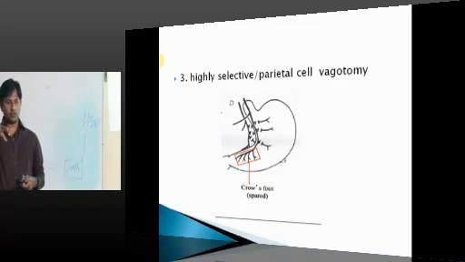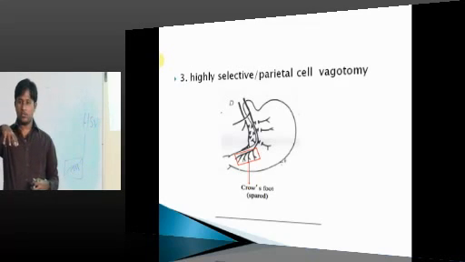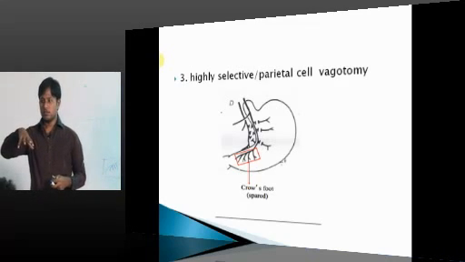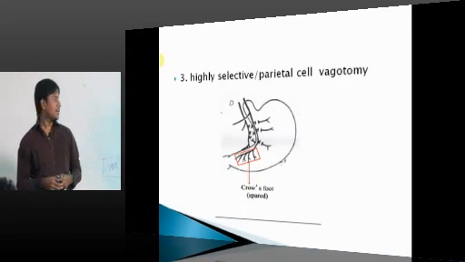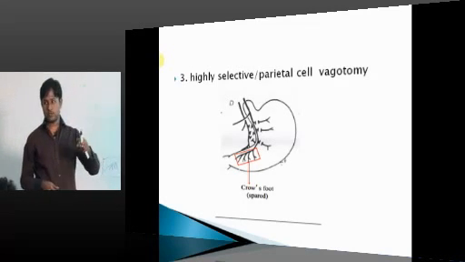I think you have all seen crows. Didn't you see crows? We have a lot of crows. I don't know about Hyderabad. So this resembles a crow's foot.